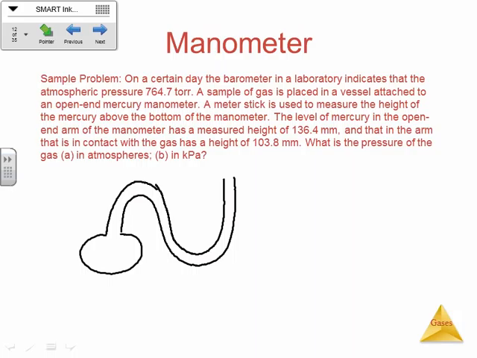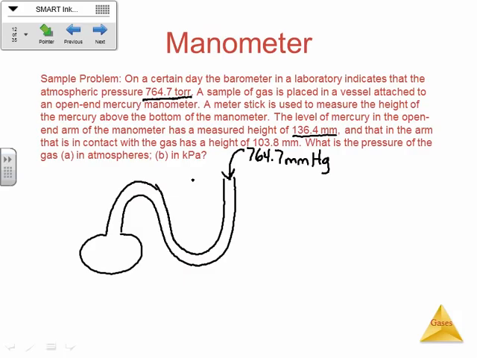Okay, so you've got your gas inside your tube here, and then we need to read what's going on here. 764.7 torr is the pressure in the atmosphere. That is the pressure pushing down on this tube right here, 764.7. And I'm going to label this millimeters of mercury because that's the same thing as torr, and these heights are given to us in millimeters. That's going to make all our units look the same here.